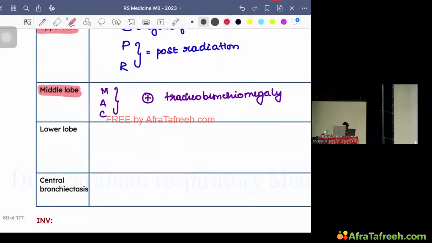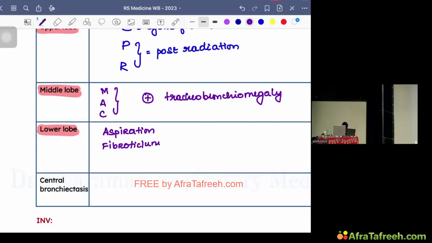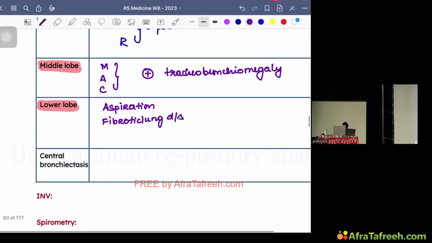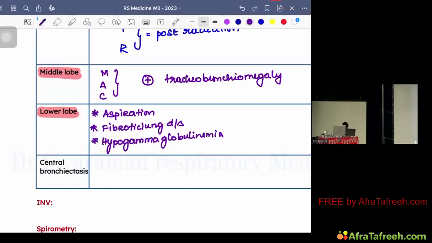Then lower lobe bronchiectasis. Lower lobe bronchiectasis is more common with aspiration, fibrotic lung diseases, and hypogammaglobulinemia. So these are associated with lower lobe bronchiectasis. Then coming to central bronchiectasis. Central bronchiectasis is seen only in one condition, which is your ABPA.